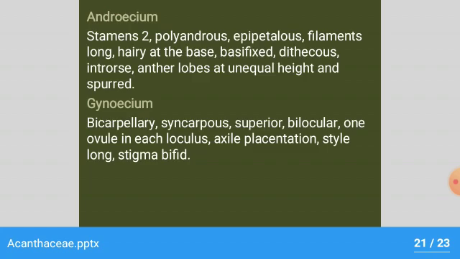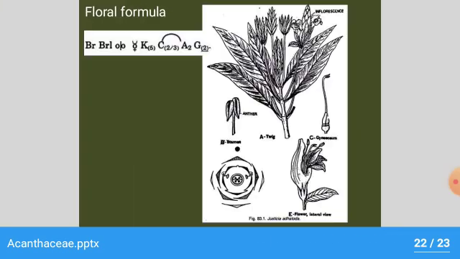Androecium generally stamens 2, polyandrous condition, epipetalous. The stamens are united with petals, filaments long, hairy at base, basifixed anthers, dithecous, introrse, anther lobes at unequal height and spurred. Gynoecium generally bicarpellary syncarpous, superior ovary, bilocular, each with one ovule in each locule. Placentation is axial, style long, and stigma bifid.